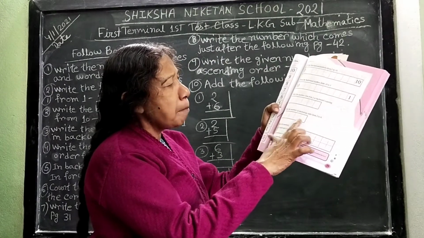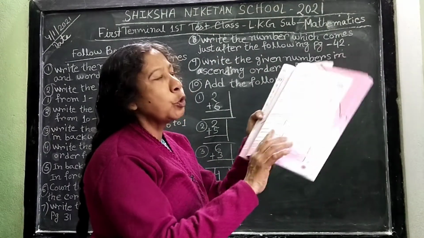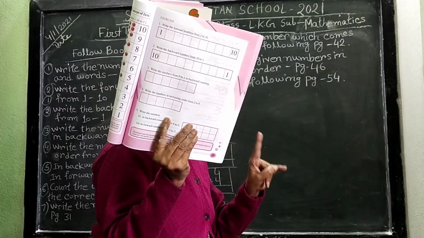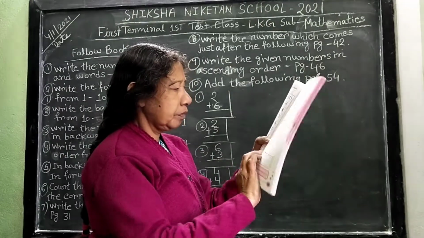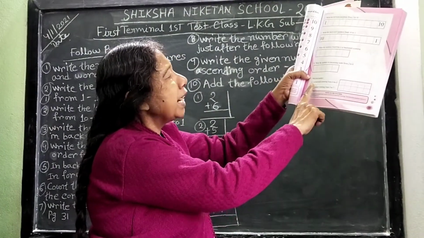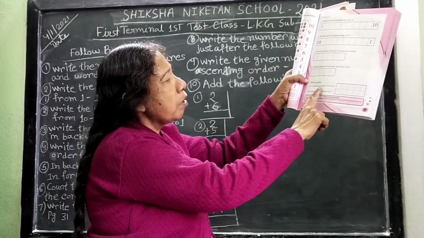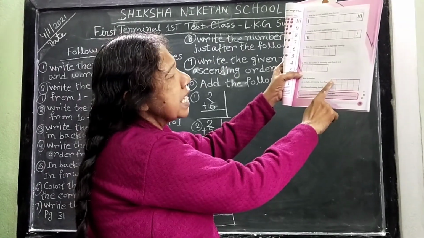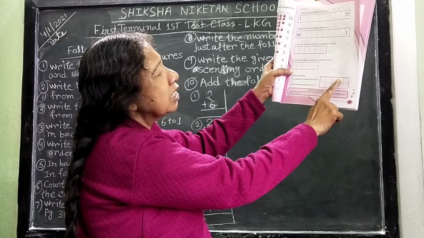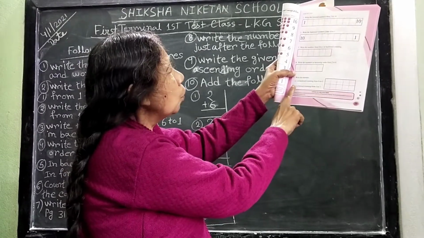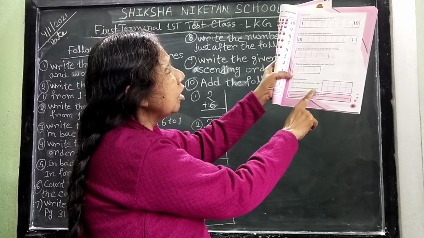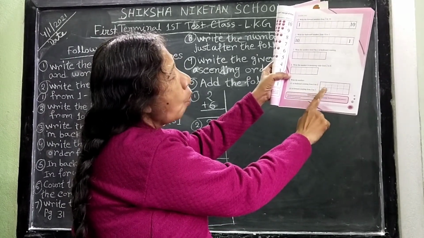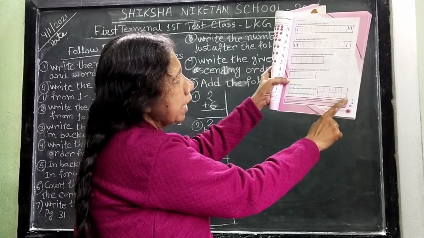Next, write the numbers in increasing order from 2 to 6. 2, 3, 4, 5, 6. Number 5, write the numbers in backward counting from 6 to 2. Backward. 6, 5, 4, 3, 2. Number 2, in forward counting from 3 to 7. Forward. 3, 4, 5, 6, 7.